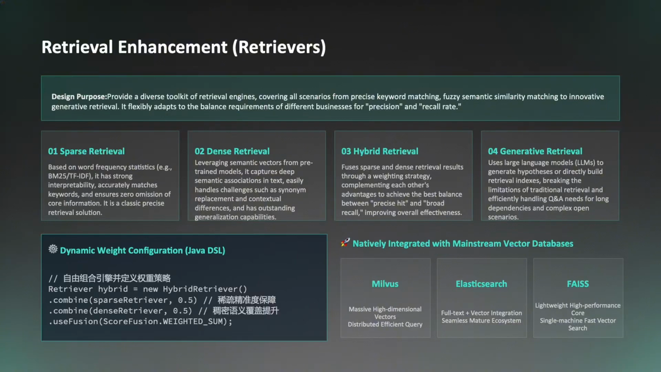Fourth, generative retrieval. LLMs generate hypothetical reference documents to guide retrieval, breaking the limitations of traditional fixed indexes and performing exceptionally well on long dependency and complex open-ended Q&A. M42 natively integrates mainstream vector databases including Milvus, Elasticsearch, and FAISS, with flexible Java DSL configuration to adjust fusion weights. For example, we can assign 40% weight to BM25 sparse matching and 60% weight to semantic dense retrieval, then select reciprocal rank fusion as the merging strategy with just a few lines of code.